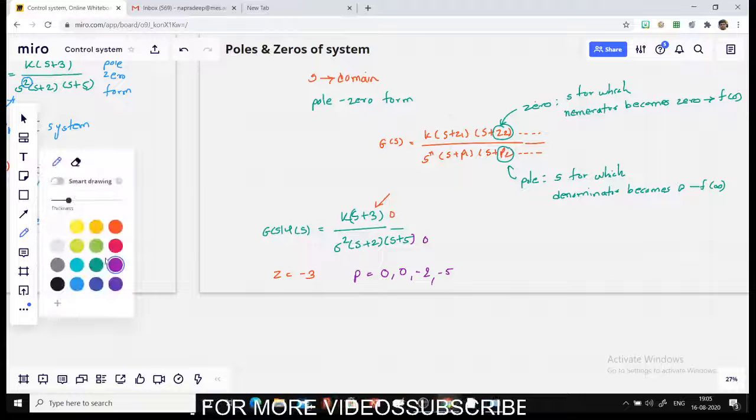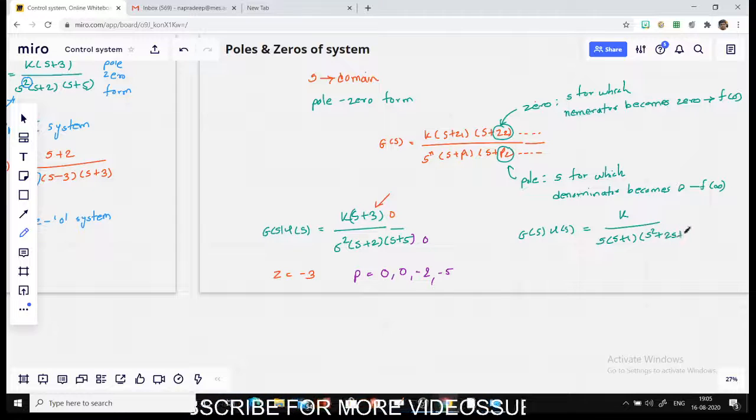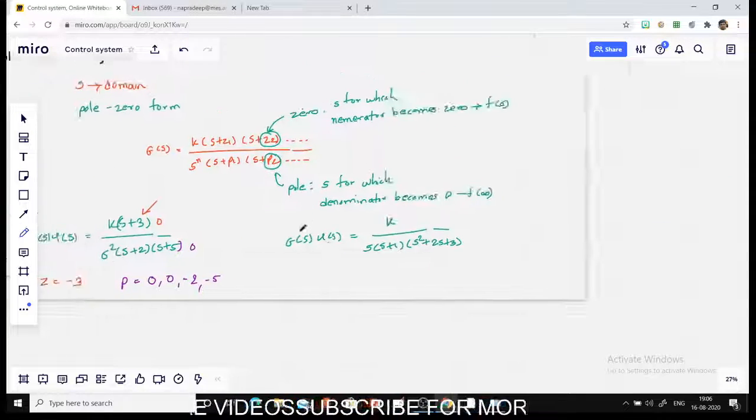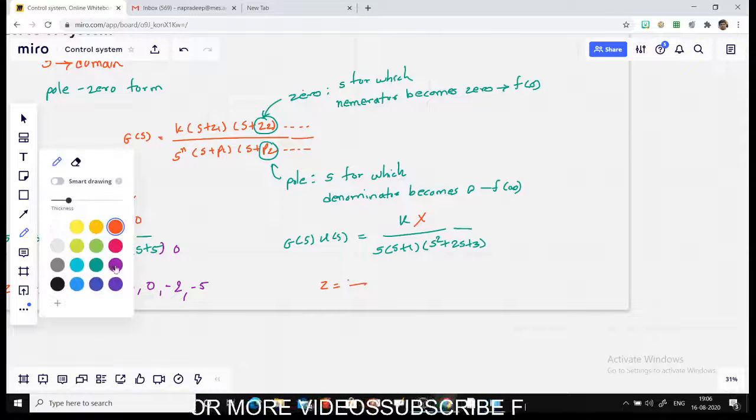Let us take one more example. We have G(s)H(s) is equal to K upon s into (s plus 1) and (s square plus 2s plus 3). In this case, what are my zero values? There is no term of s in the numerator, so there are no zero values. Don't write 0 there, just write a dash. There are no zero values for this system.